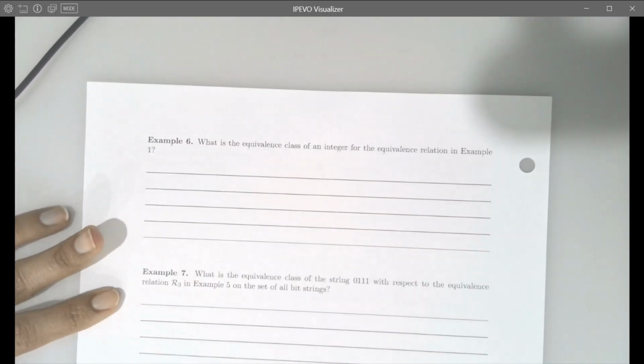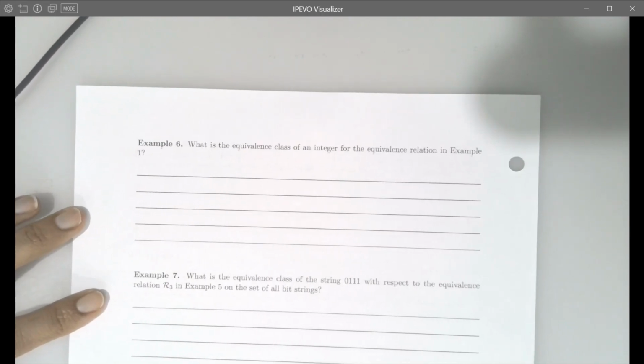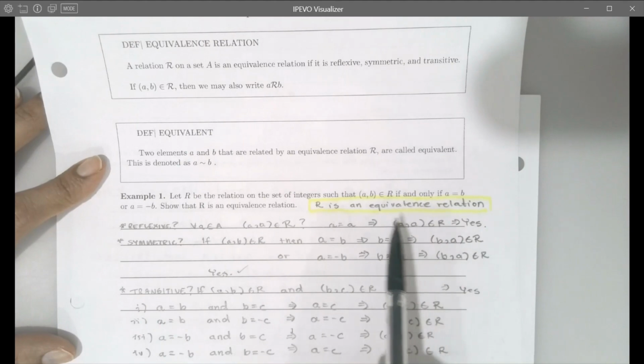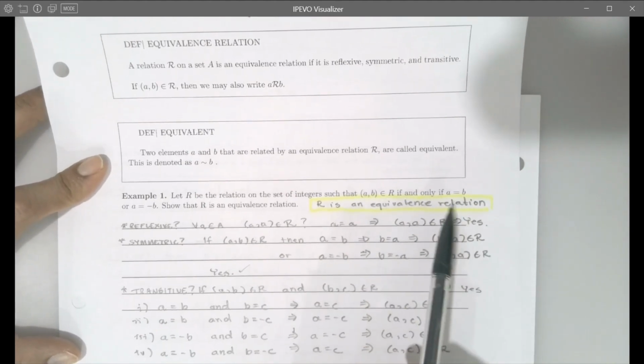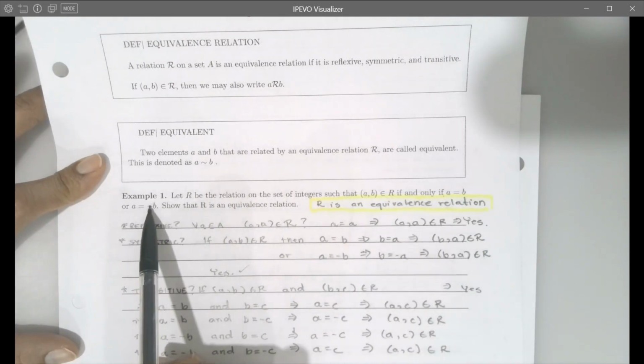let's take a look at example 6 to get a better idea of how this works. What is the equivalence class of an integer for the equivalence relation that is described in example 1? And if we go back to example 1, the equivalence relation was the one that consisted of ordered pairs a comma b, where a either equals b or a equals negative b.